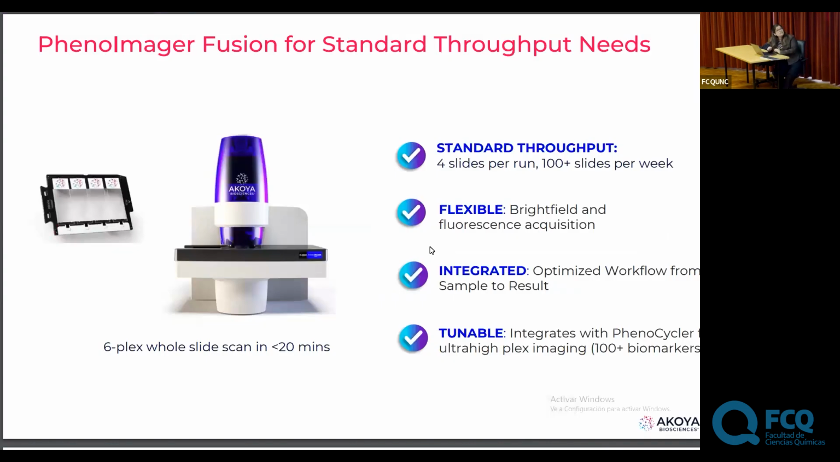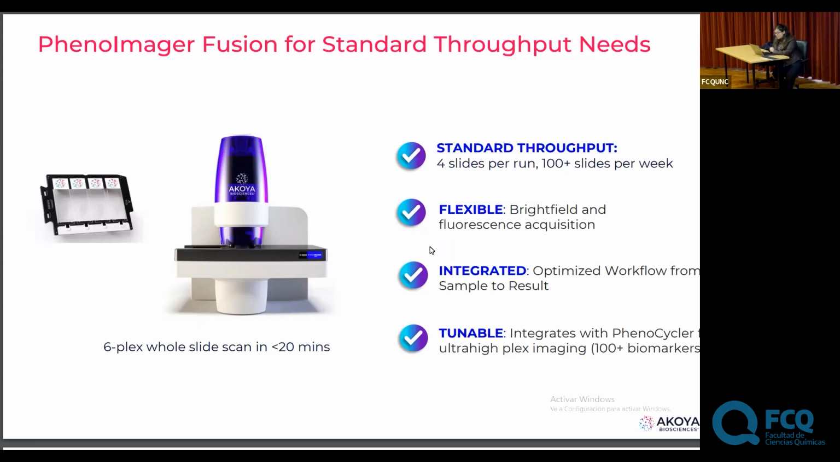Okay, starting with the PhenoImager platform. So it has unprecedented speed. It allows us to rapidly and accurately image whole slide scans using multispectral technology. To begin with, the Fusion has a standard throughput. Each run supports 4 whole slide scans, allowing us to process anywhere between a dozen to 100 slides a day. It's also very flexible because it allows us to acquire both bright field and fluorescence images. It is fully integrated with our Opal assays and analysis software for unmixing, phenotyping, and spatial analysis.